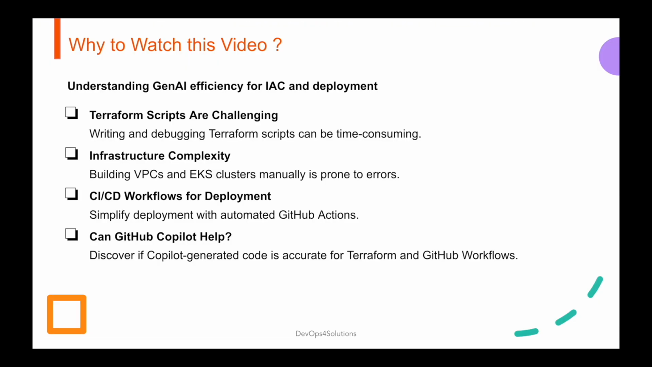Why watch this video? In this video, we will understand Gen AI efficiency for infrastructure as code and deployment. We all know that Terraform scripts are challenging. If you are building the infrastructure on AWS, how complex it can be, especially when managing EKS clusters, VPCs, and setting up CI/CD automation. So we will see how GitHub Copilot can help. We will discover if Copilot generated code is accurate for your Terraform and GitHub workflows. So let's find out in today's video.